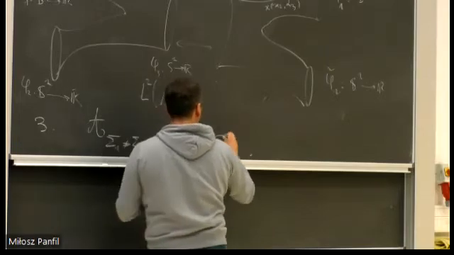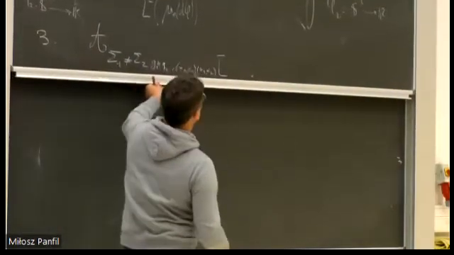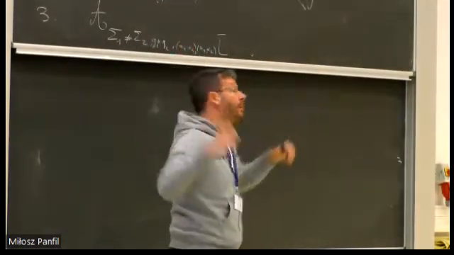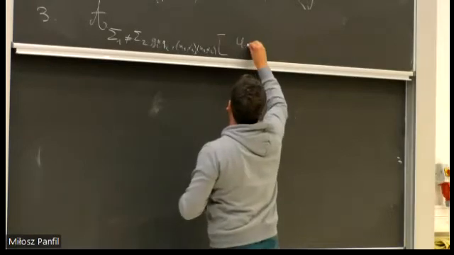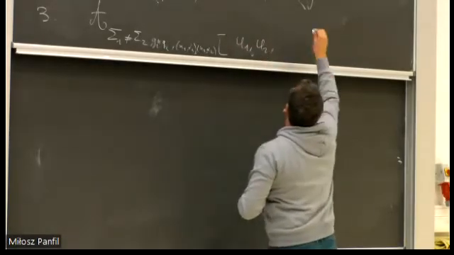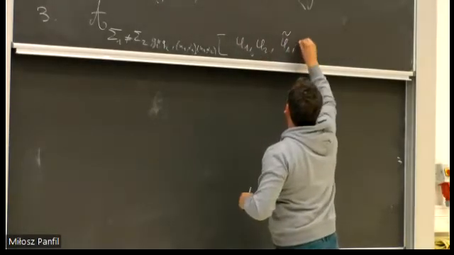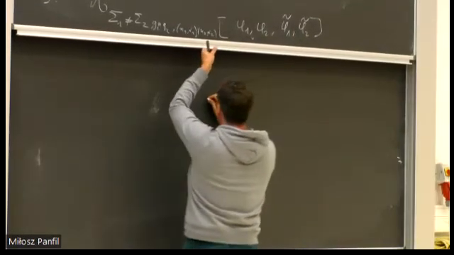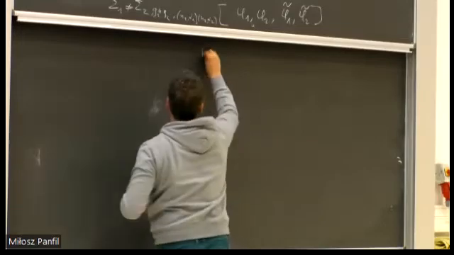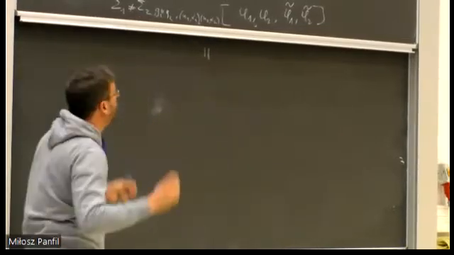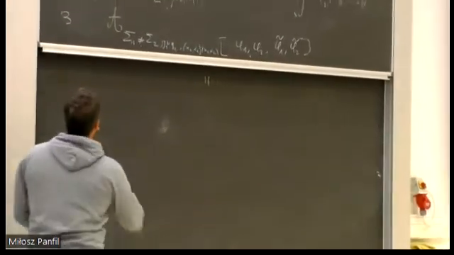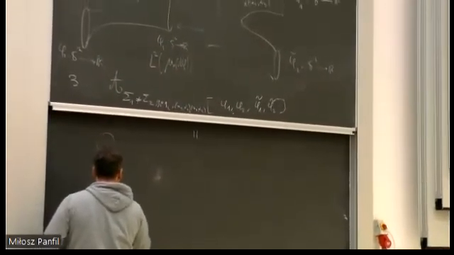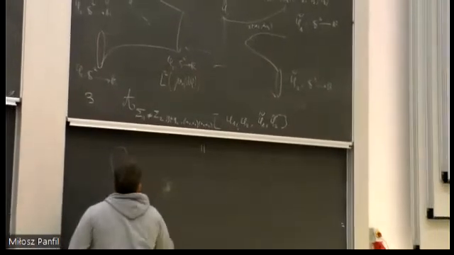Now, if I glue my 2 surfaces, it has 4 boundaries, right? Because I'm gluing 2 boundaries. So it depends on phi 1, phi 2, phi 1 tilde, phi 2 tilde. And this is equal, so sorry, I'm going to the next board. So this is this amplitude. So this is equal to just, I integrate my two amplitudes up there.